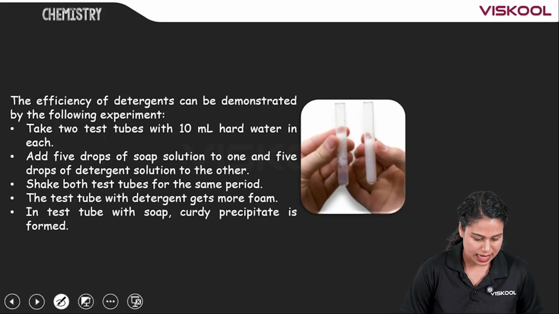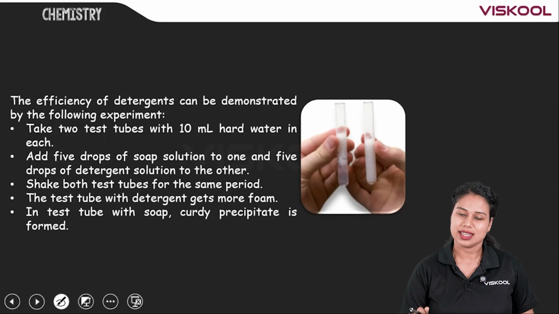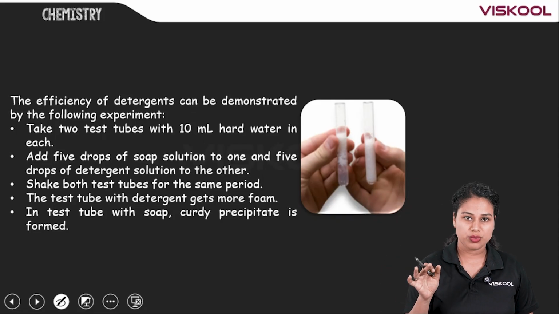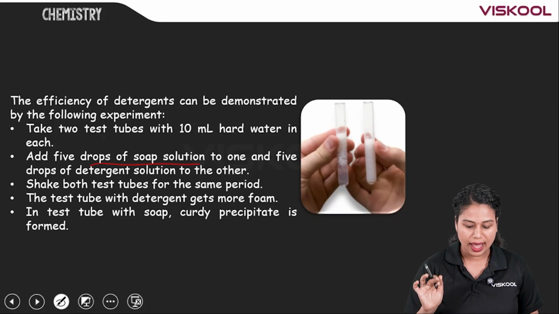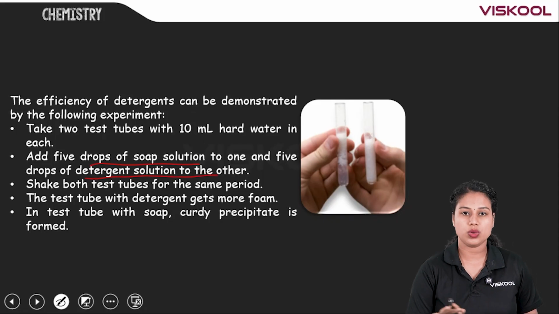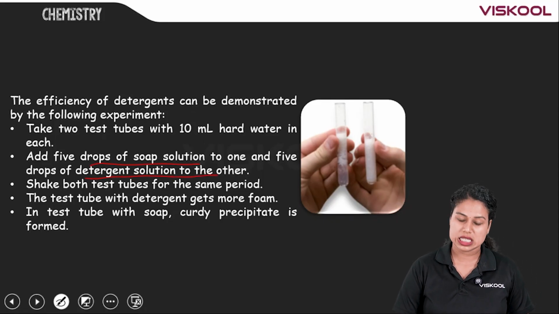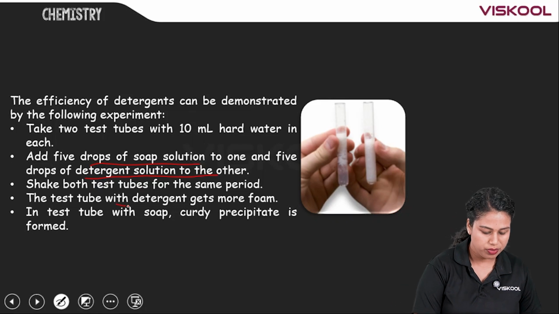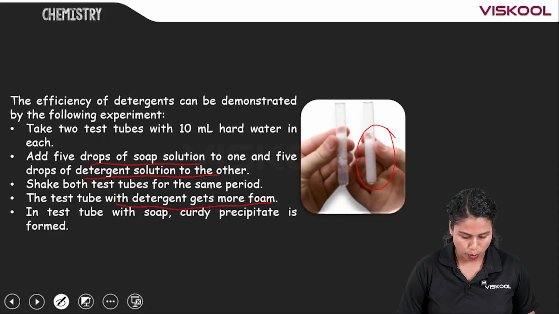We need to take 2 test tubes with 10 ml hard water in each. We are taking hard water in each test tube, and here we are going to check it with soap and detergent. Add 5 drops of soap solution to one and 5 drops of detergent solution to the other. Shake both test tubes for the same period. The test tube with detergent gets more foam. The one which contains detergent is forming more foam.